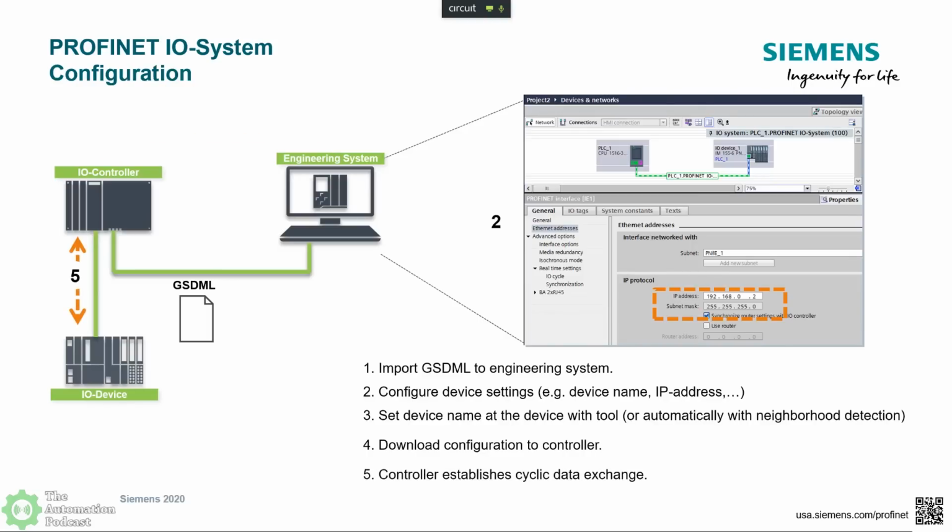What happens next is the I/O controller will scan the network for that specific device within the configuration. It will send out a DCP identify request. DCP is the Discovery and Configuration Protocol of PROFINET. After it has found the device, it will initiate the AR connect, the application relation connect. Then it writes the configuration to the I/O device, and then the I/O device is in data exchange.